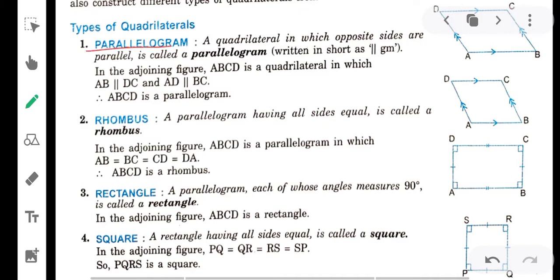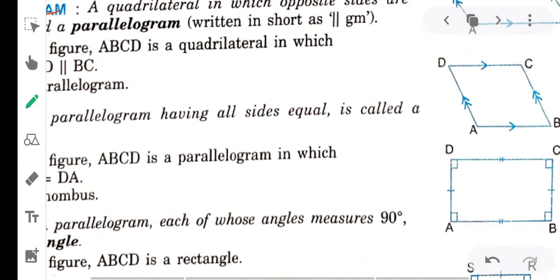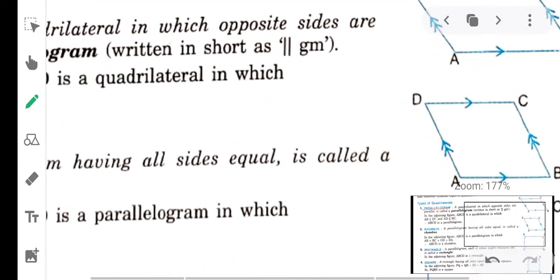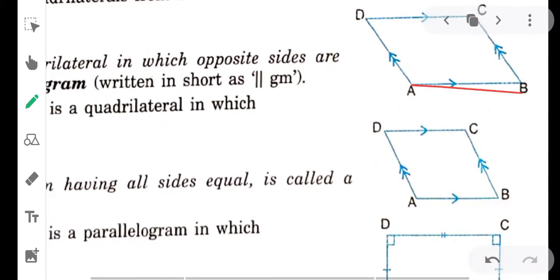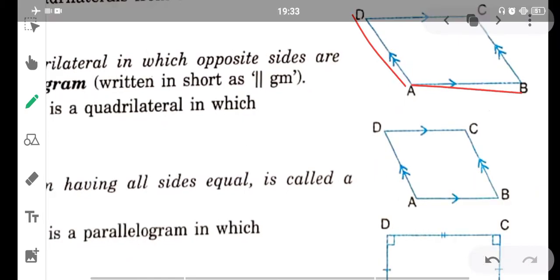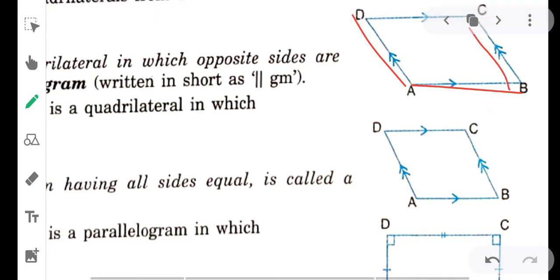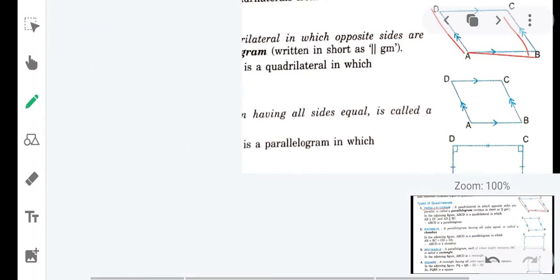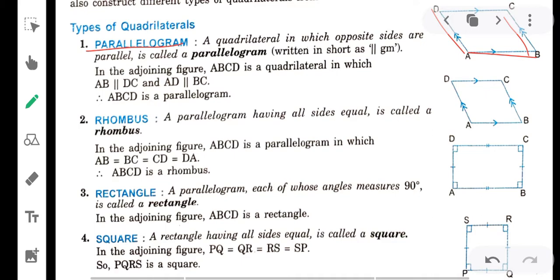First, parallelogram. A quadrilateral in which opposite sides are parallel is called a parallelogram. If ABCD is a quadrilateral where AB is parallel to CD and AD is parallel to BC, then if in a quadrilateral opposite sides are parallel, it is a parallelogram.